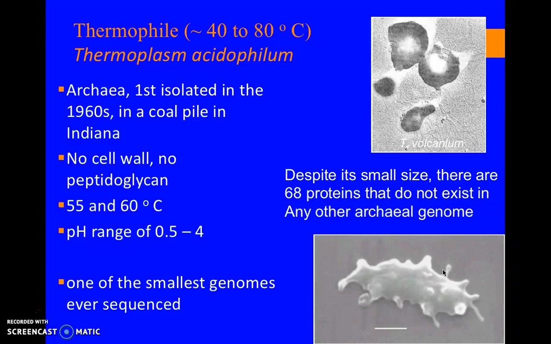It's sort of amorphous and irregular in shape. And it does have one of the smallest genomes ever sequenced. So it's a tiny little organism, highly uniquely adapted for growth in those hot environments.